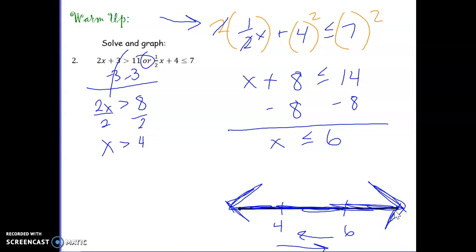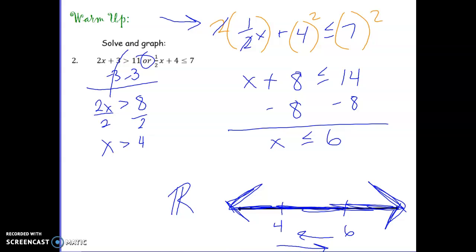And so what I end up shading is the whole line. The answer to this one is all real numbers, which you can write out the words all real numbers, or you can use this little symbol. That is the symbol for all real numbers. And I believe that's what they have in Delta Math, is that they have the symbol for all real numbers. So the answer to this inequality, this compound inequality, is all real numbers.